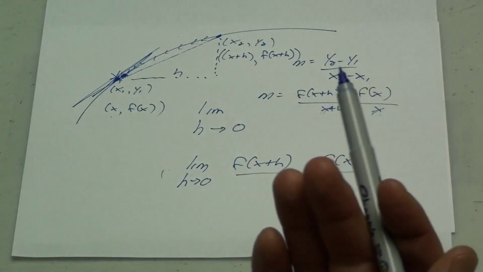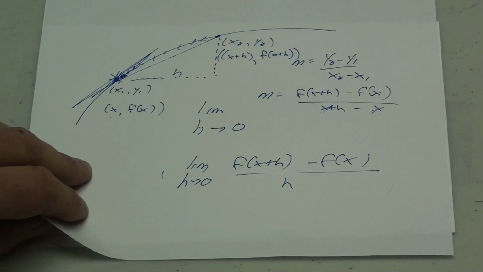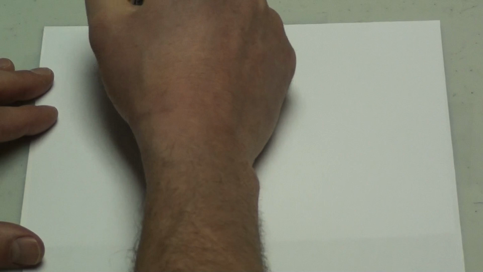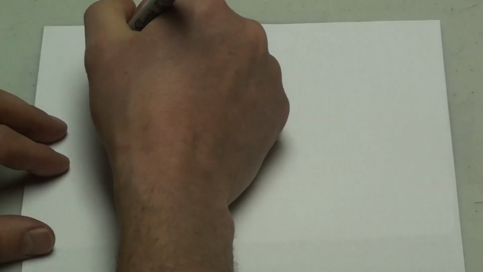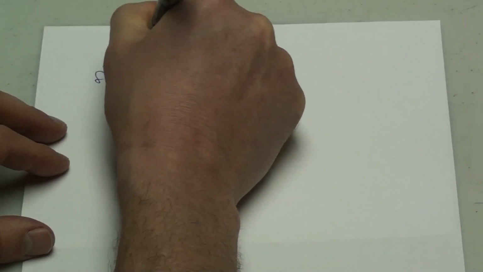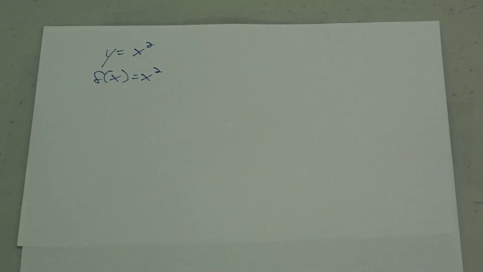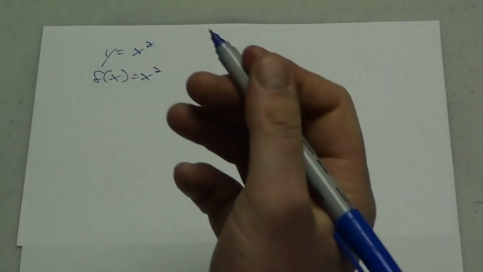Okay, that might seem pretty abstract. Let's try it with an actual function. So let's choose a simple one to start. Let's choose y equals x squared. Now again, I'm going to use function notation, so f of x equals x squared. Alright, so that is a parabola.